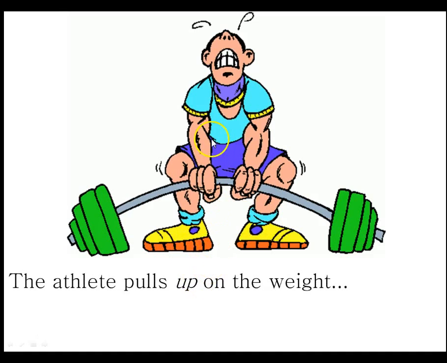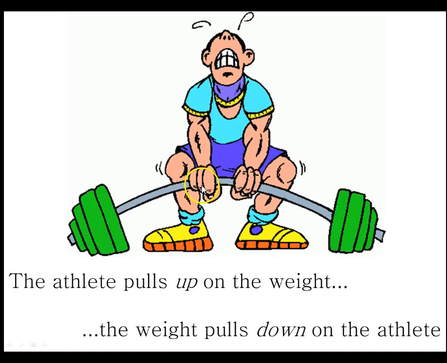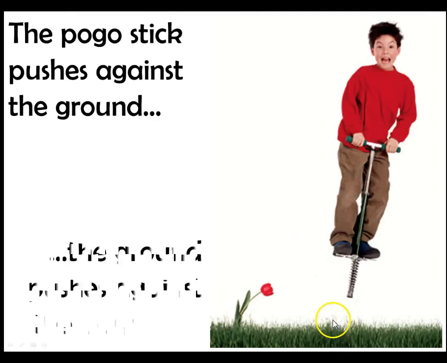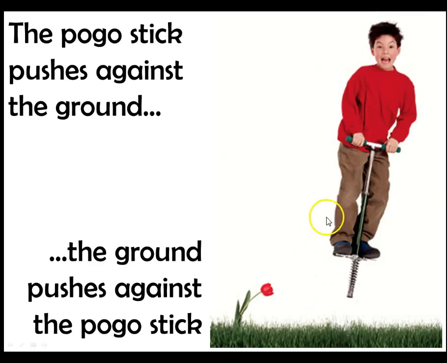We have this guy right here. The athlete is going to pull up on the weight, but of course the weight is going to pull down on the athlete. He's going to pull up, but it's going to be pulling down, a pair of forces. The pogo stick is going to push down against the ground, and the ground is going to push up against the pogo stick.